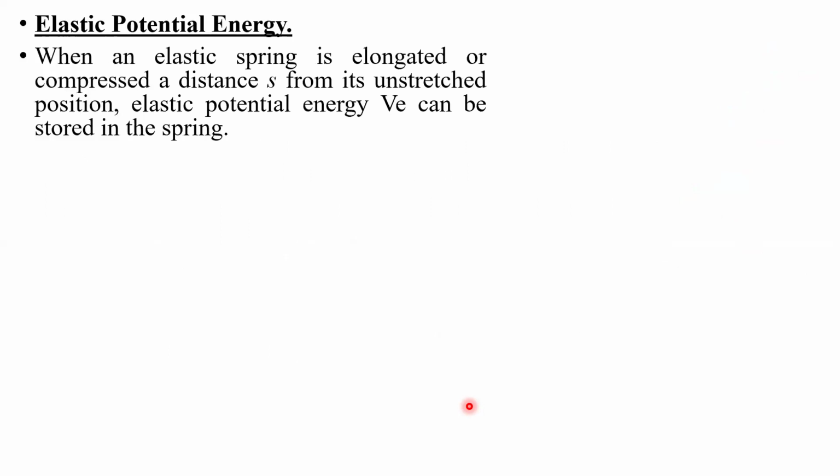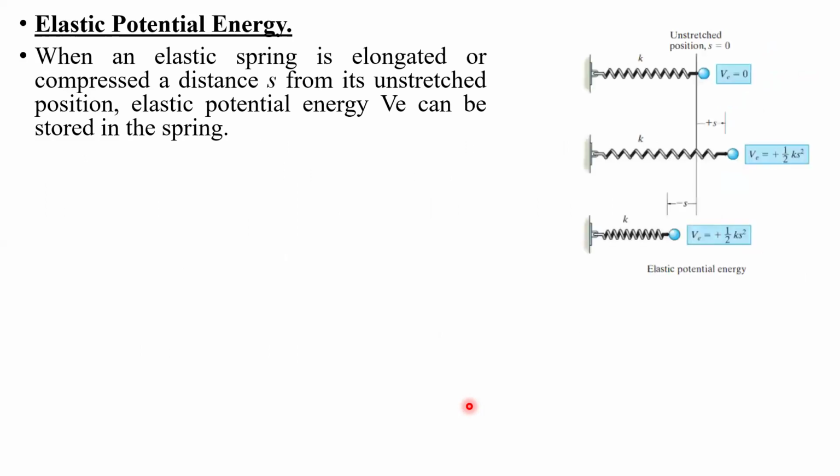Elastic potential energy. When an elastic spring is elongated or compressed a distance s from its unstretched position, elastic potential energy VE can be stored in the spring. Here, this is the original position. Here it is stretched. Here it is compressed. When it is stretched or compressed, elastic energy can be stored in it.